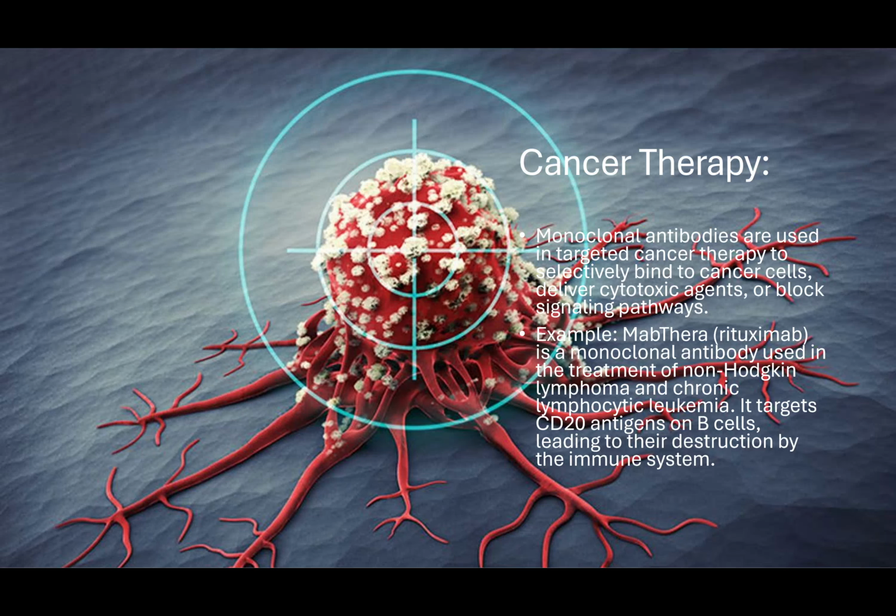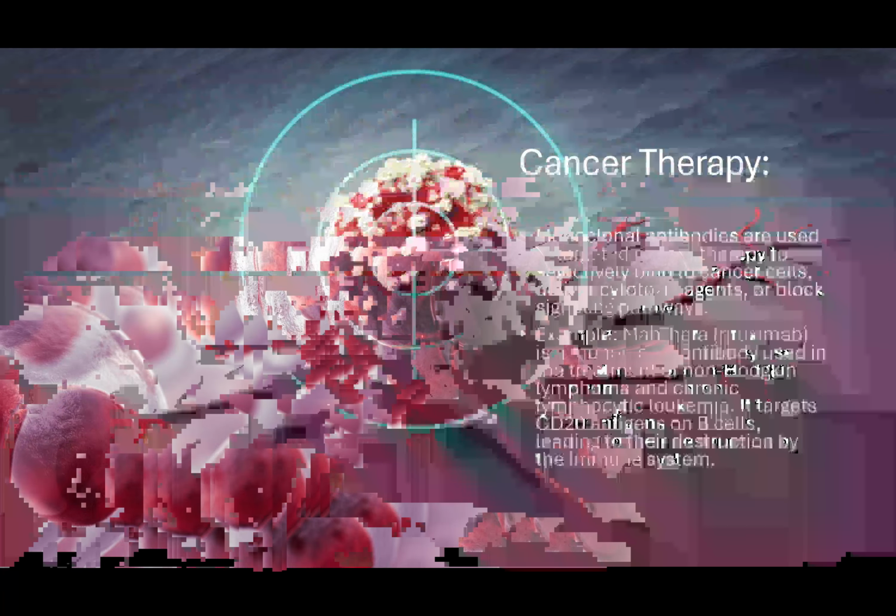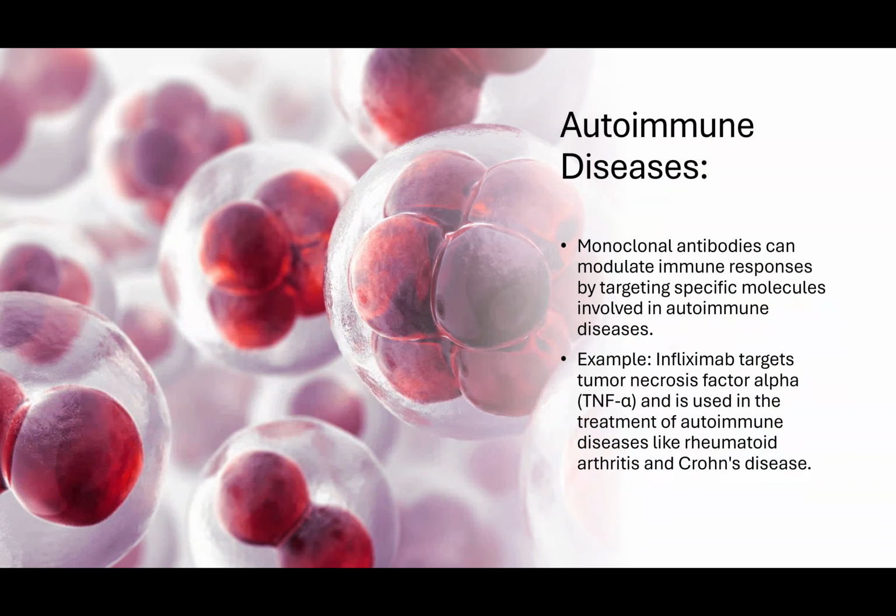It targets the CD20 antigens on the B cells, leading to their destruction by the immune system. So these cancer cells are destroyed by the immune system. Lymphocytic leukemia would actually help to destroy the immune system, and that's why leukemia is so dangerous. MabThera is used to neutralize these issues for cancer therapy. Leukemia is cancer of the blood, for anybody who never caught that a while ago.